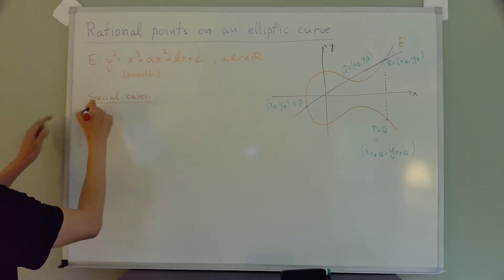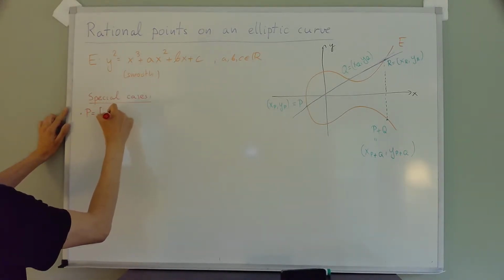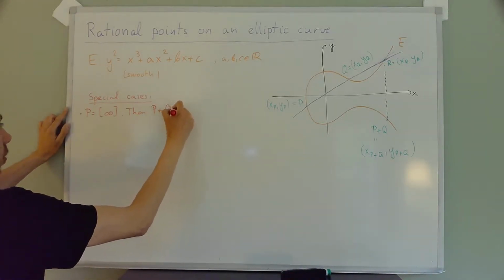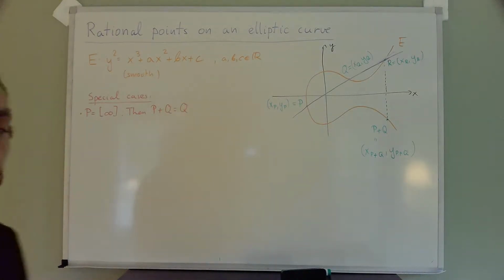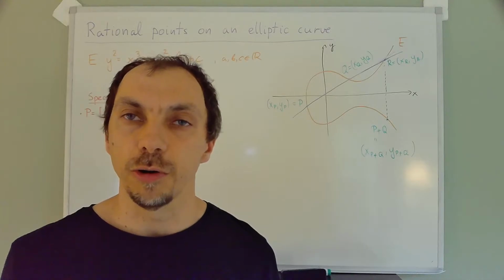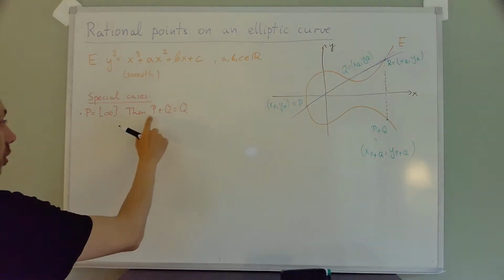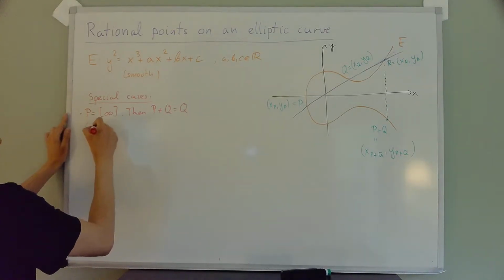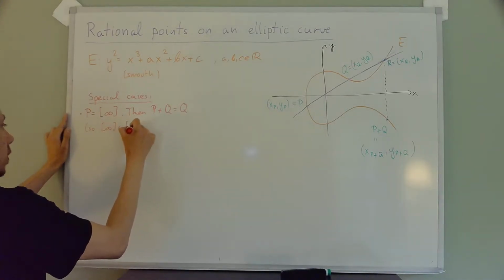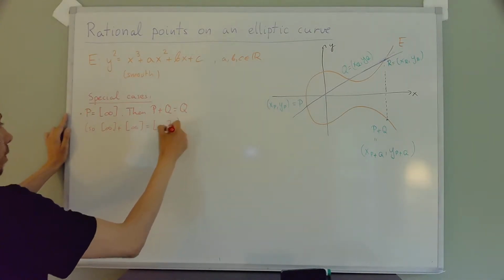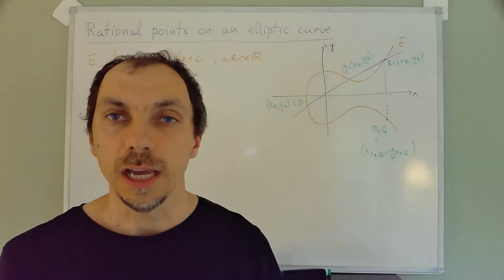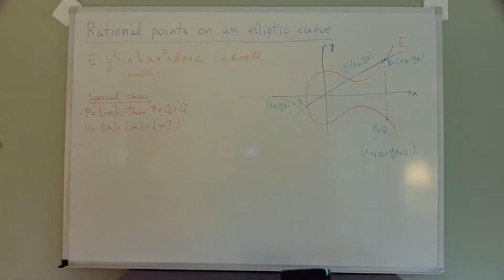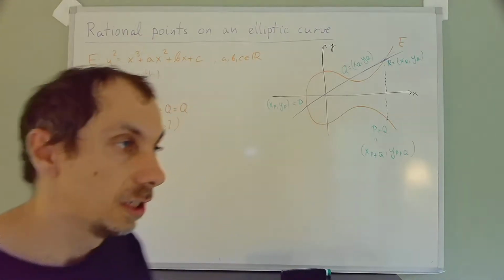So one is when one of these points, say P, is equal to infinity. Well then, P plus Q is Q. Remember, the point at infinity works as 0 for this new type of addition. So 0 plus anything is that anything. That also covers a special situation where both points are equal to infinity. 0 plus 0 is 0. Okay, so that's one case. So from now on we can assume that none of these points is equal to infinity.